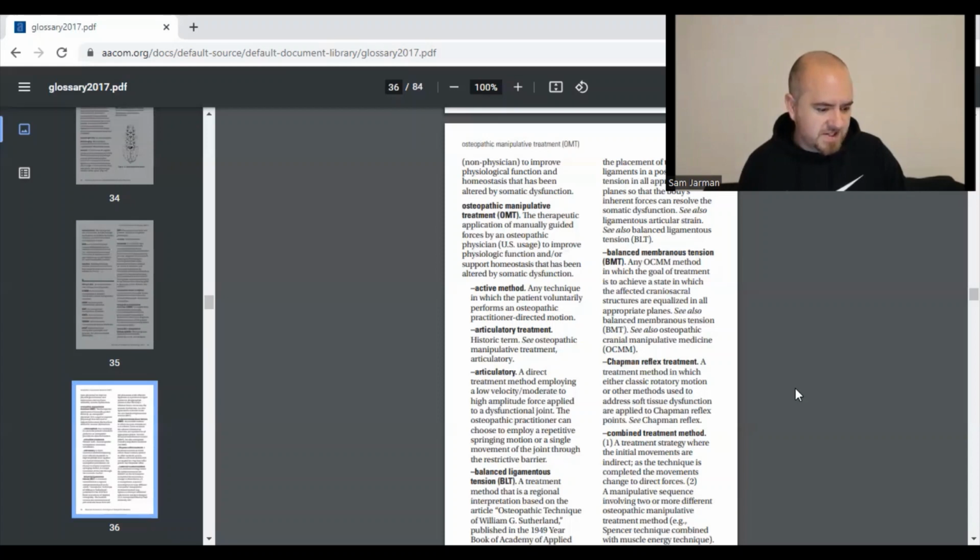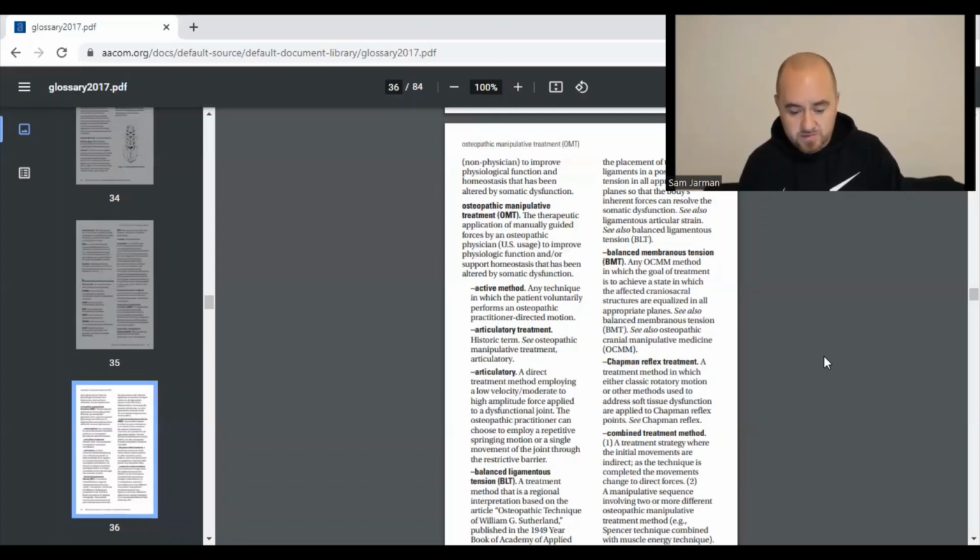Some of you who have experience with other hands-on professions will often tell a patient to relax. You'll often tell a patient to breathe through it. You'll often tell a patient that they're going to be sore the next day after treatment. Osteopathic practitioners utilize the barrier concept to generally avoid that.